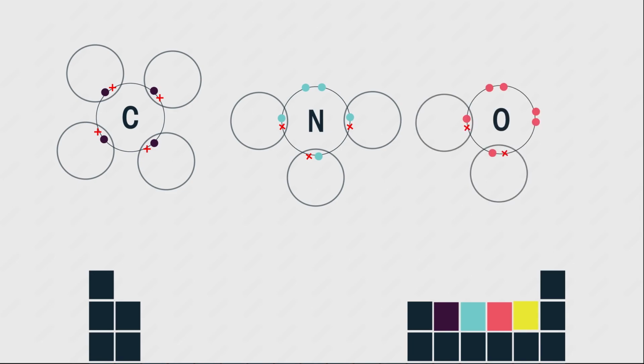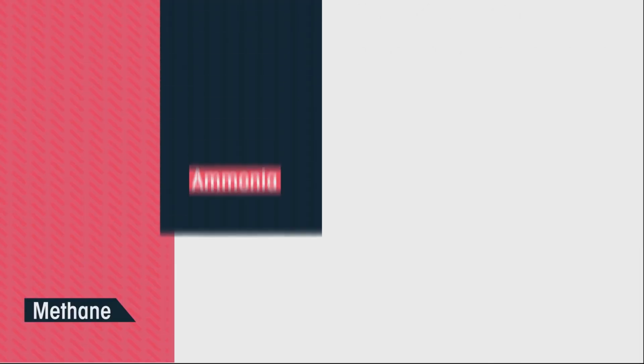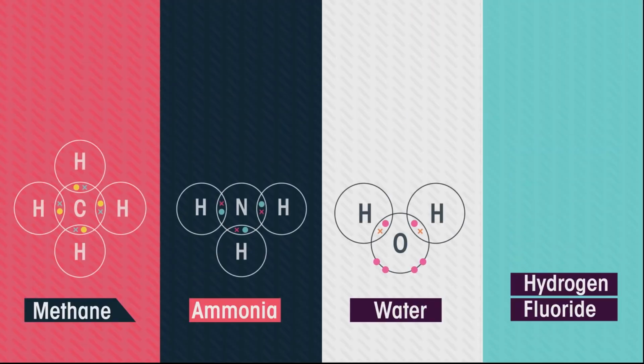It can bond with 2 hydrogen atoms to share 2 more electrons. It now has a full outer shell of 8 electrons. We can draw the covalent bonding in these molecules using dot and cross diagrams. Methane, ammonia, and water bond like this.